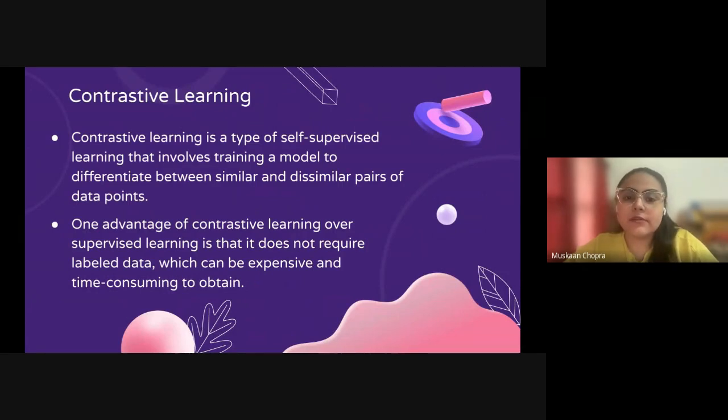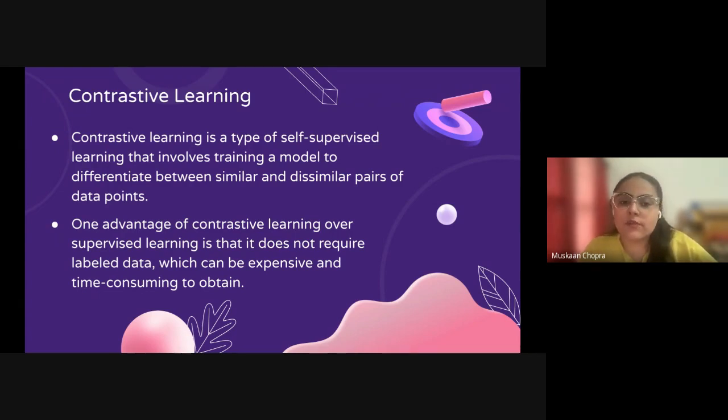Contrastive learning involves training a model to differentiate between similar and dissimilar pairs of data points. The process involves creating two versions of the same image and then training the model to identify whether they belong to the same or different classes. By doing this, the model learns to extract meaningful features from the data which can be used for downstream tasks.